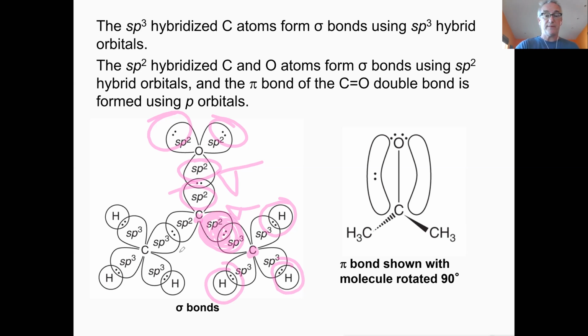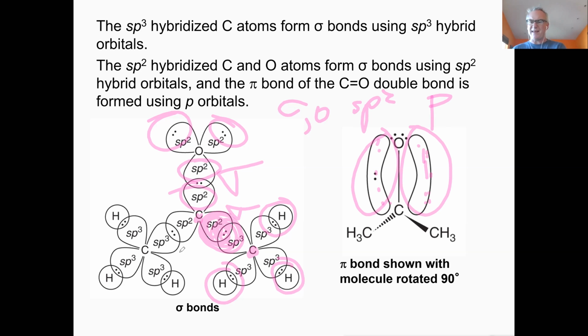However, since carbon and oxygen are both sp2 hybridized, there is a p orbital left over, and it's that p orbital that forms the pi bond. So there's the pi bond with electron density on one side and electron density on the other side. The way this is drawn is a little misleading because it has 2 electrons on one side and none on the other. It's actually equal density on both sides. So one question I have about this is, how come we don't hybridize the orbital in hydrogen?